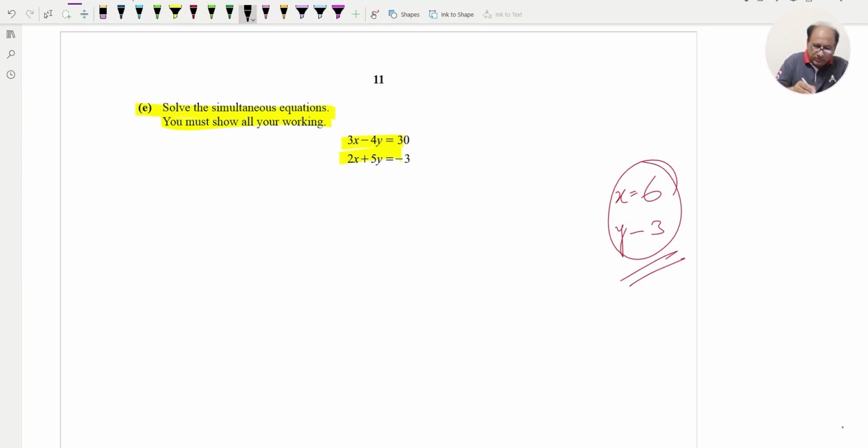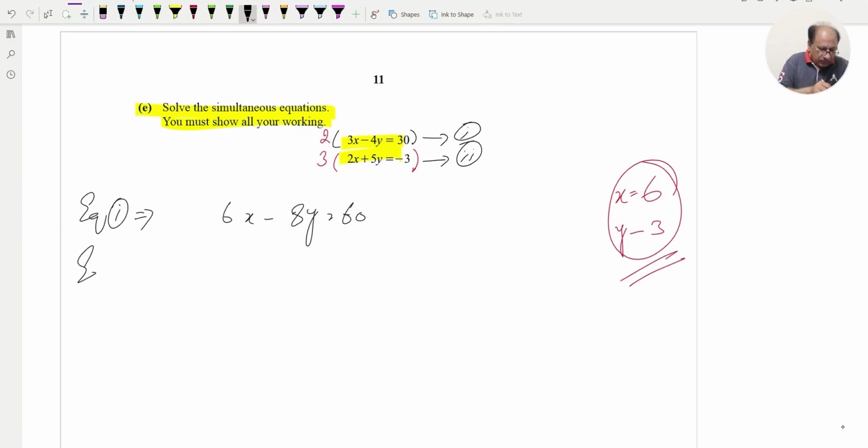How can we solve this? We will have to equalize the coefficients, of x or y. I'm equalizing the coefficient of x. For that, I will multiply the first equation by 2 and the second equation by 3. Equation 1 implies 6x minus 8y is equal to 60, and equation 2 implies 6x plus, not 10, it will be 15y is equal to minus 9.